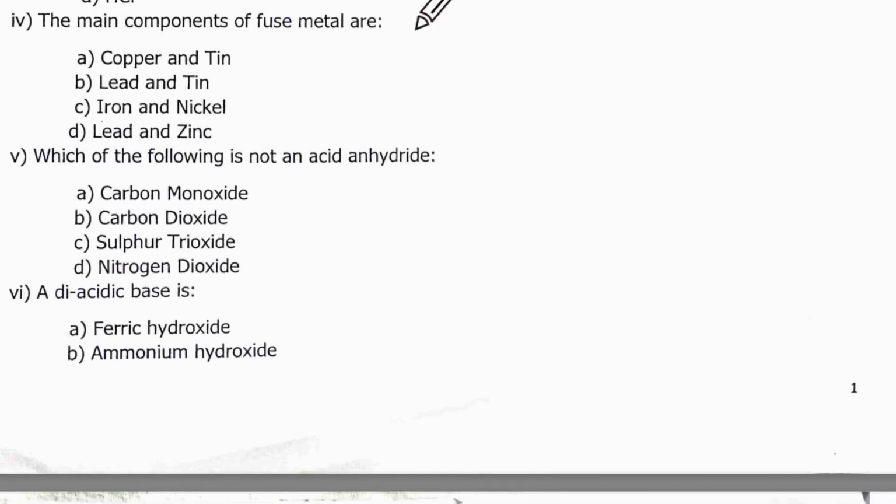Keep giving yourself marks as we are discussing this. The main components of fuse are Pb and Sn. We have done this in physics as well as chemistry. Which of the following is not acid anhydride?